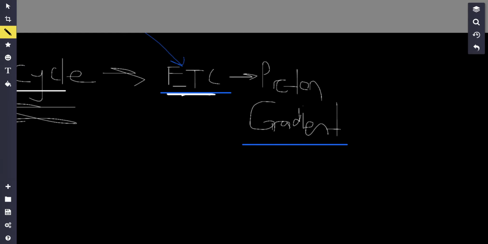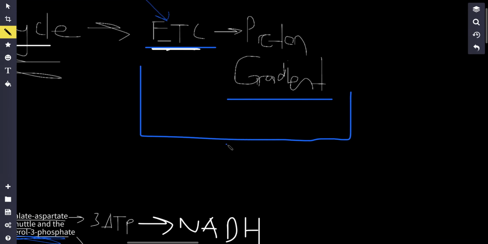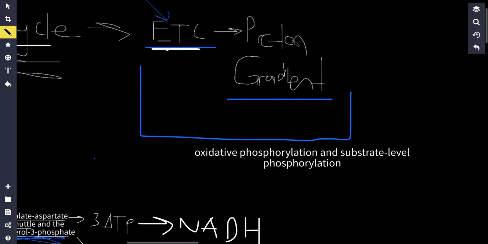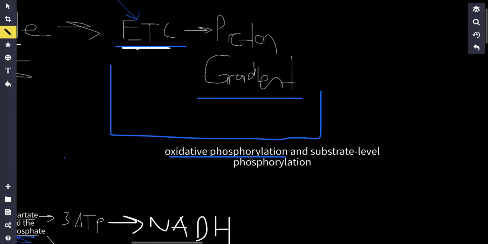You're going to understand that later. But these two steps combined are going to be called something. This is something known as oxidative phosphorylation. So these two steps are called oxidative phosphorylation, and this is one way to make ATP, right?